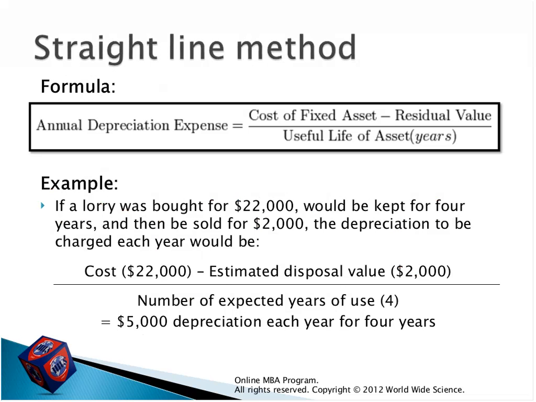In the straight line method, we have a formula to calculate the depreciation cost. First of all, to find the annual, the yearly depreciation expense of any fixed asset, we have to take the cost of the fixed asset, which is the original cost of the equipment, for example, and deduct the residual value, or scrap value, the amount which we are going to sell it for or have in the future after using the asset.